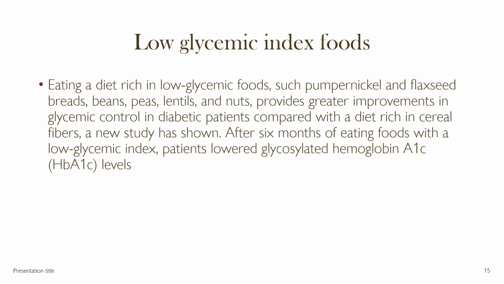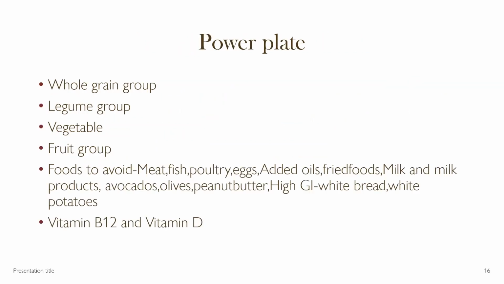Now, eating a diet rich in low glycemic foods such as pumpernickel, flaxseed bread, beans, peas, lentils, nuts, everything helps in greater improvements in glycemic control. Now, there was a study done in diabetic patients, compared with a diet rich in cereal fibers, and the study has shown that after 6 months of eating food with a low glycemic index, patients lowered the glycosylated hemoglobin, that is HbA1c levels. The study proved that if you compare a person taking high glycemic foods and having diabetes, with one taking low glycemic foods and having diabetes, the low glycemic foods supported decreasing the HbA1c in a much better way.